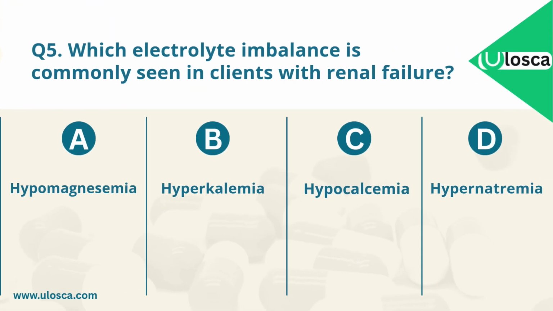Question 5. Which electrolyte imbalance is commonly seen in clients with renal failure? A. Hypomagnesemia. B. Hyperkalemia. C. Hypocalcemia. D. Hypernatremia. Which one is the correct answer?